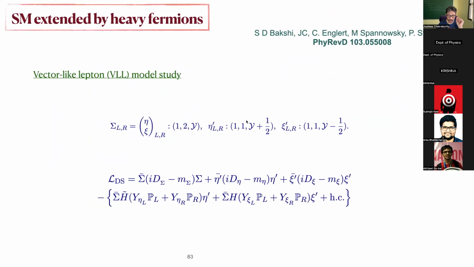So let's consider a very simplistic scenario, or this is slightly non-minimal. I don't need to extend the model by these three different kinds of vector-like fermions. You can play the game and make a conclusive remark with these two. So here we have introduced the vector-like electrons. Now, what is this vector-like electron, and what is the difference from the chiral fermion?